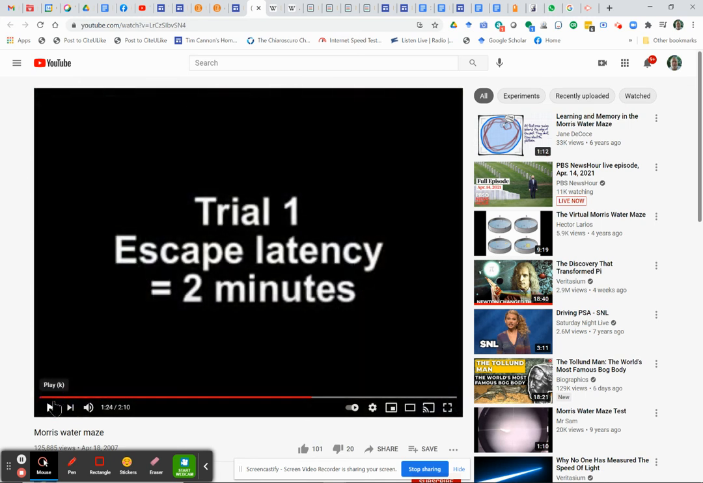Escape latency 2 minutes. The animal didn't escape. There's just a criterion that if it goes 2 minutes without finding the platform, you terminate the trial and you say they escaped, but they didn't. That animal would have gone all day.